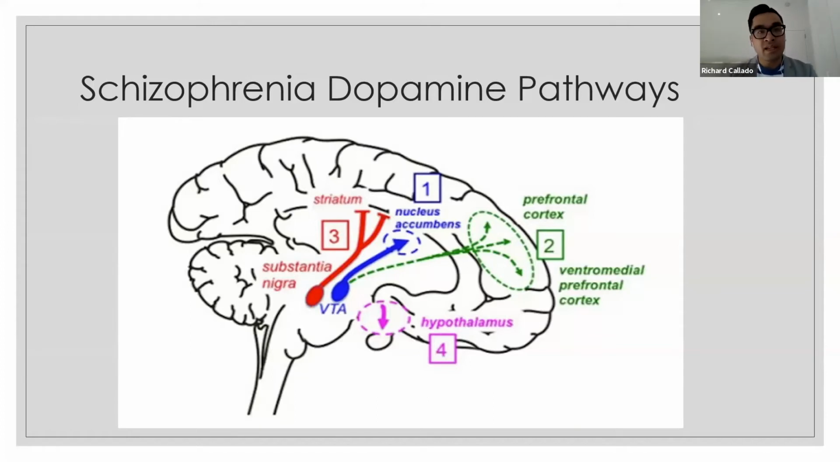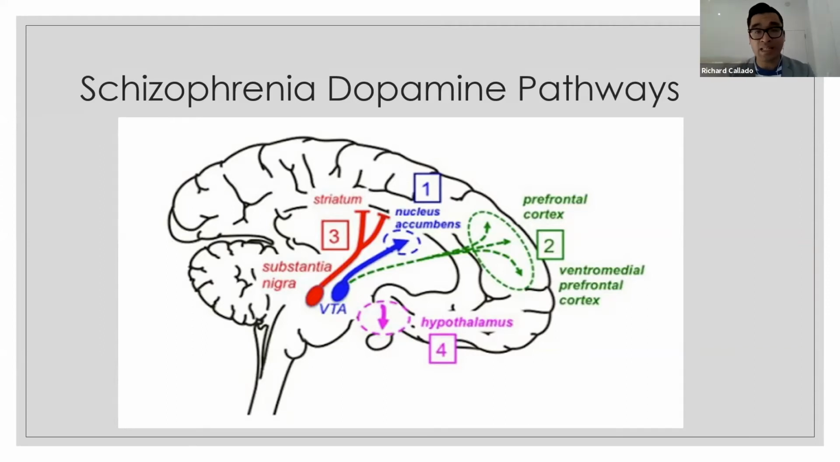Now, this ties in with schizophrenia because that area also is where we believe the hallucinations kind of stem from. So when someone has auditory hallucinations or any type of hallucinations, we believe that it's a hyperactive track number 1. So the VTA is producing too much dopamine, and it's actually innervating that area right there, nucleus accumbens, right?